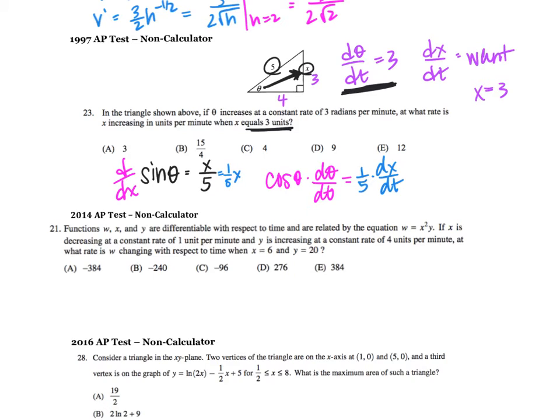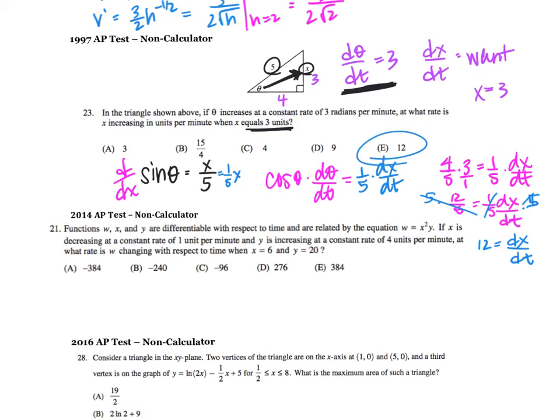The cosine of theta at this moment of time, the cosine of theta is adjacent over hypotenuse, so 4 over 5. And so 4 over 5 times d theta dt, which is 3, equals 1/5 dx dt. So we'd have 12/5, because that's really over 1, equals a 1/5 dx dt. This is looking great because when I divide by 1/5, that's really the same as multiplying by 5 over 1. And these are going to cancel out. These cancel out, and I'm left with 12 equals dx dt, and that is answer E.